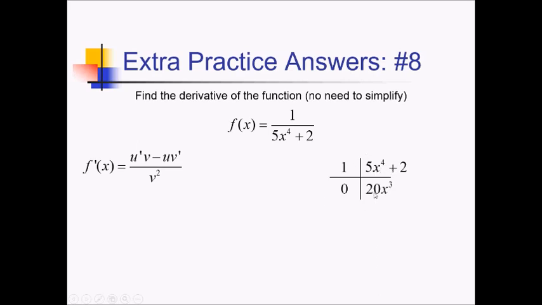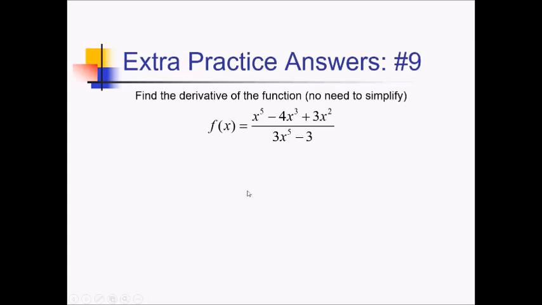Multiplying it out with the ribbon now, we've got 0 parentheses 5x to the 4th plus 2, which I know is 0, but I'll just write it this way, because they said I didn't need to simplify. And then we got minus 1 times 20x cubed. Again, you could simplify it, but there's no need. Dividing all that now by v squared, so that's the 5x to the 4th plus 2 quantity squared.